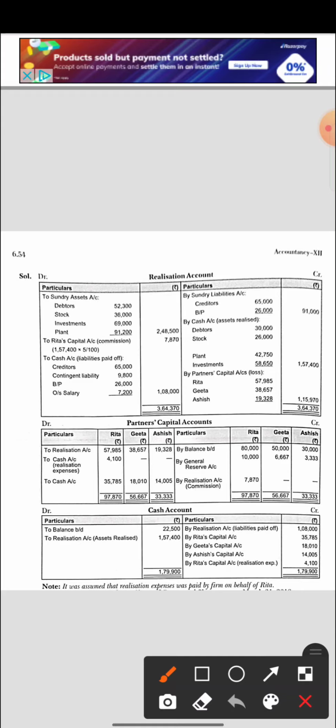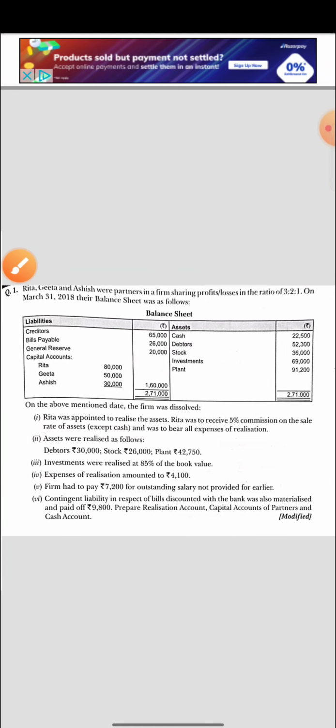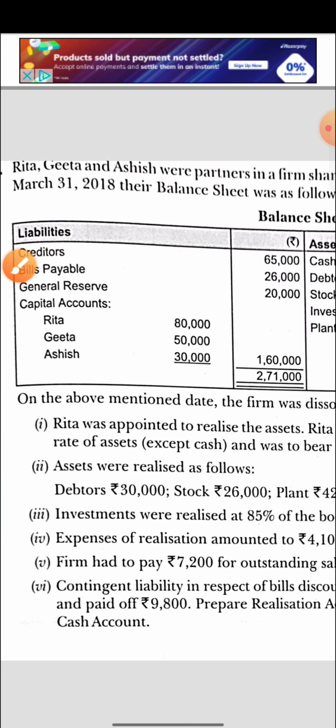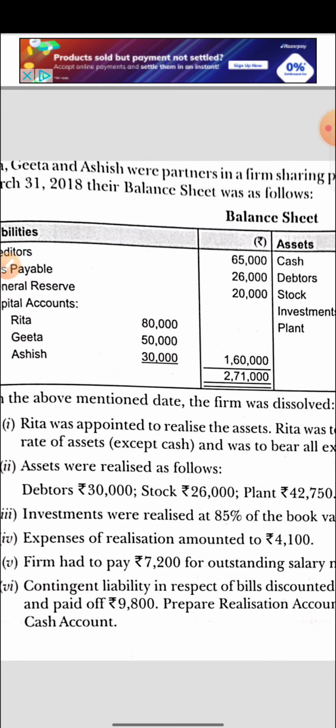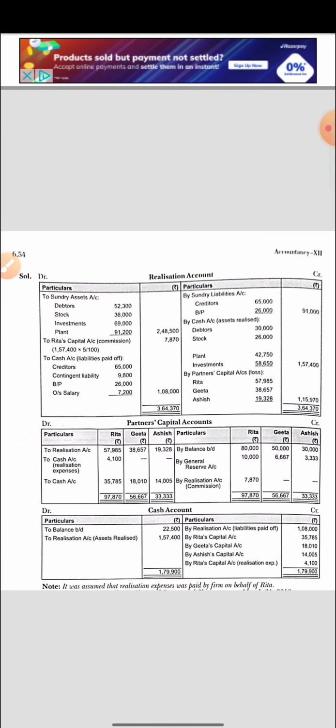Now, to cash account, realization expense 4,100. From where did we get this? We got this from here, number 4. It says expenses of realization amounted to 4,100. So 4,100 was spent for the expenditure. Okay, and then we have to cash 35,785, 18,000, 14,000. Where did we get this from? Balancing. Okay, after balancing you will get this figure.